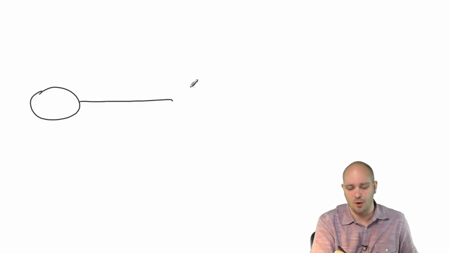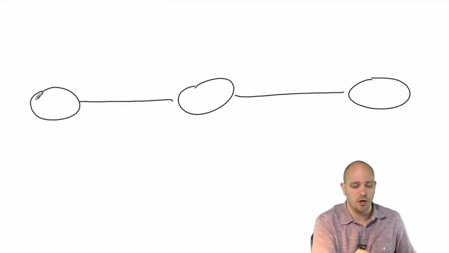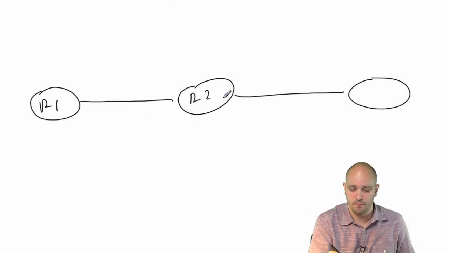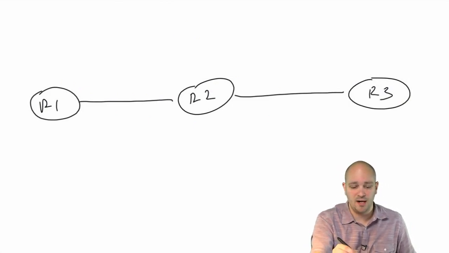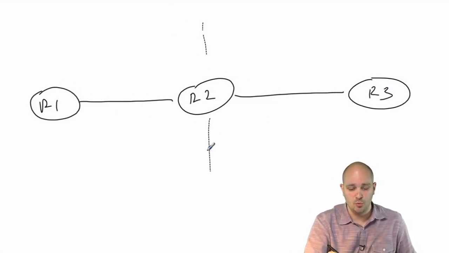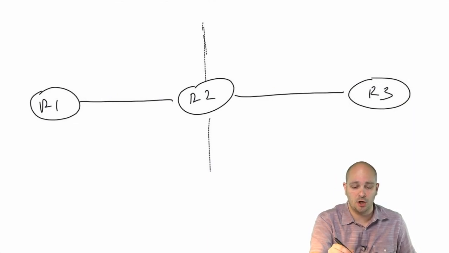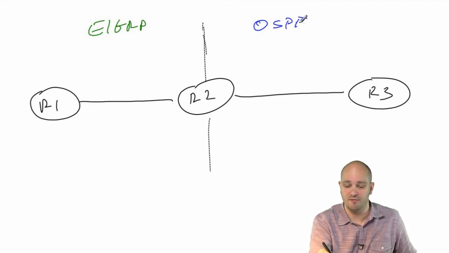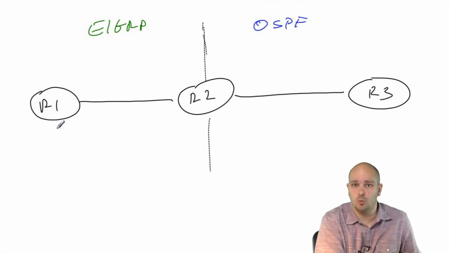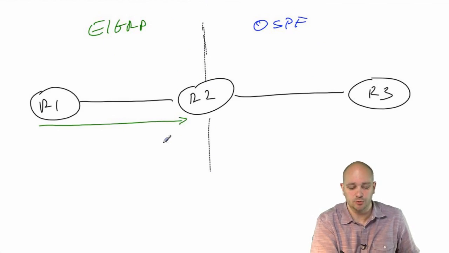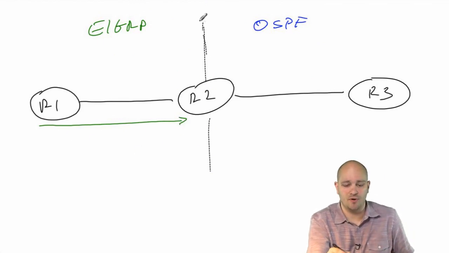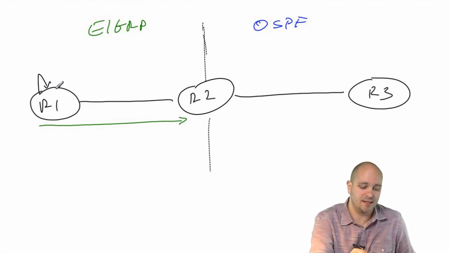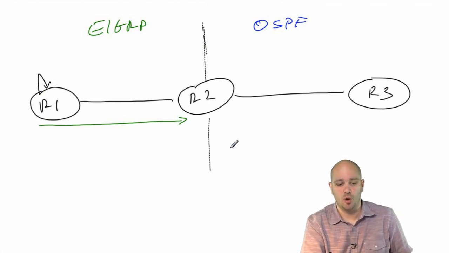and if we use an example of, for example, three routers, let's call them R1, R2, and R3 here, and let's say that R1 and R2 are running, say, EIGRP, and let's say that R2 and R3 are running OSPF, and that means that R1 is injecting some routes in the EIGRP routing table. Let's say that there was a loopback here that was advertised to R2.